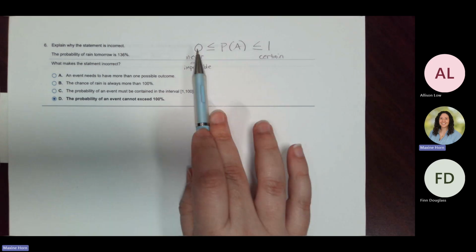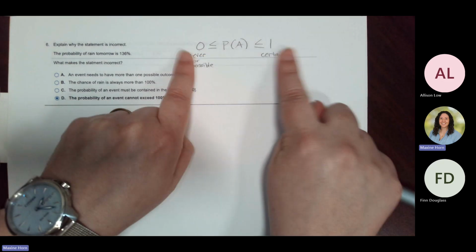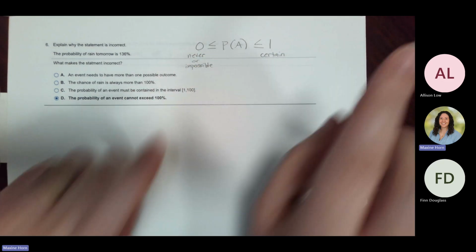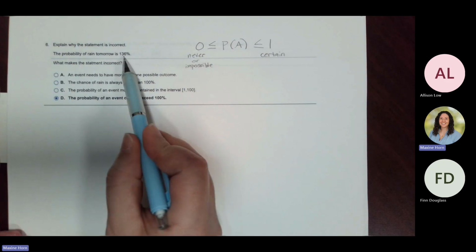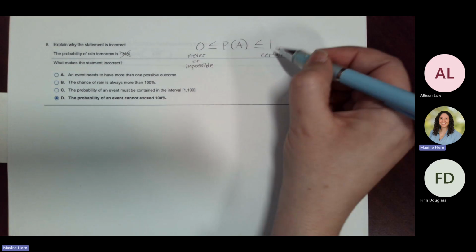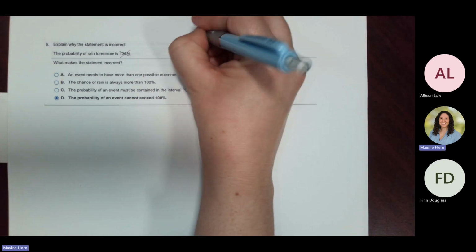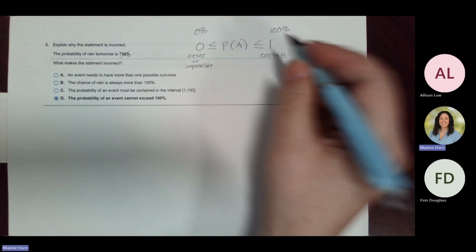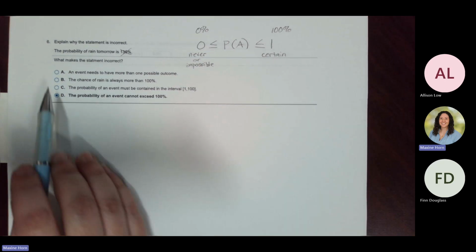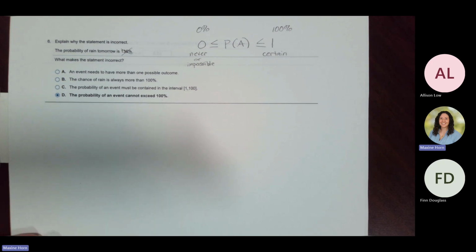Point is, between 0 and 1, we can be 0 and we can be 1, but we can't go beyond that, right? I can't be any higher than 1 and I can't be any lower than 0. So the probability of rain tomorrow is 136%. No, that's not possible because it's over 1. Also, this is 100%. This is 0%, right? These are the decimal versions. These are the percent versions. So choosing these, the probability of an event cannot exceed 100.